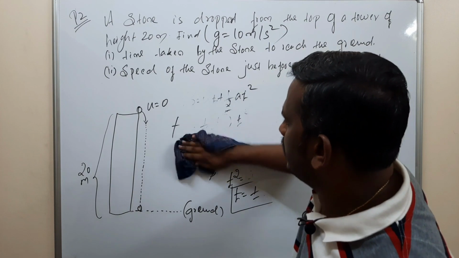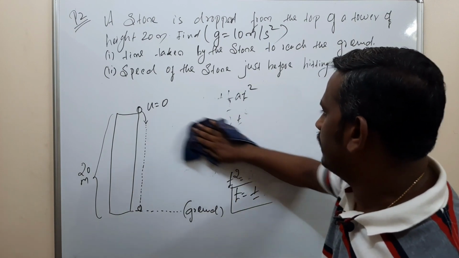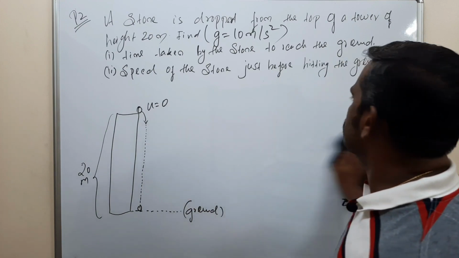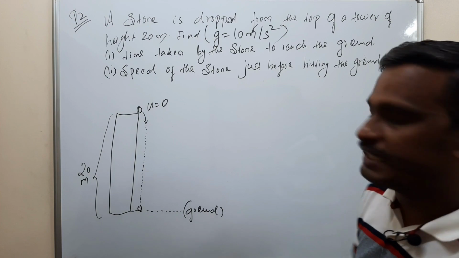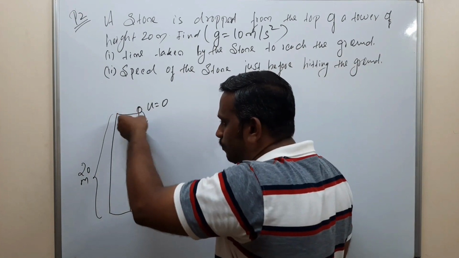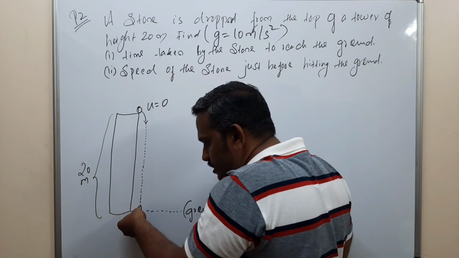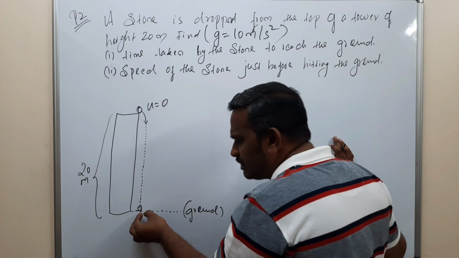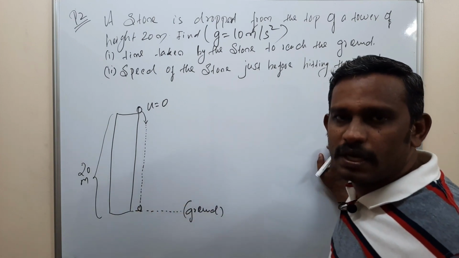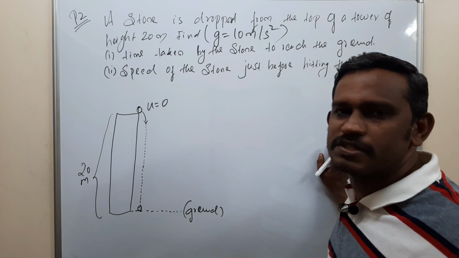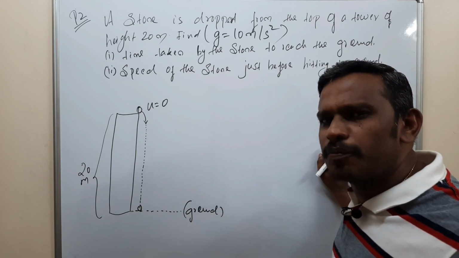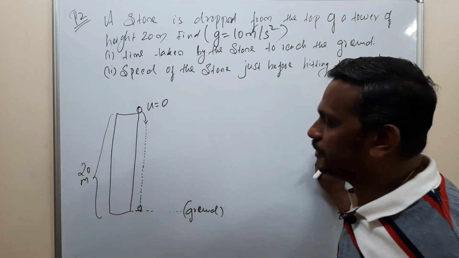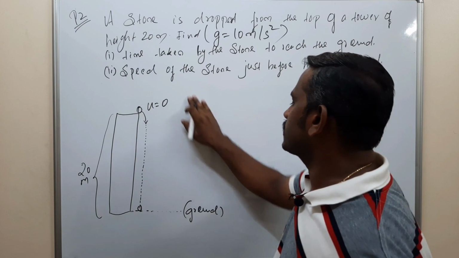Then the next part, the second part: the speed of the stone just before hitting the ground. The stone is dropped from the top of a tower and it reaches the ground. We have to find the speed of the stone just before hitting the ground. When it hits the ground, the speed becomes 0, so just before means some 0.00 seconds before hitting the ground. So what is the speed?